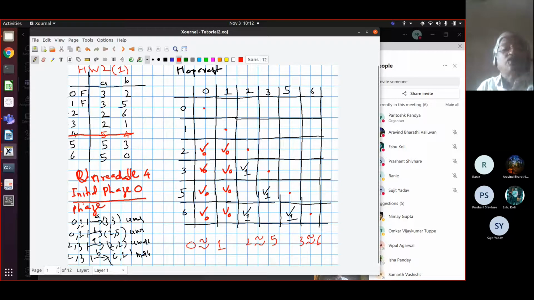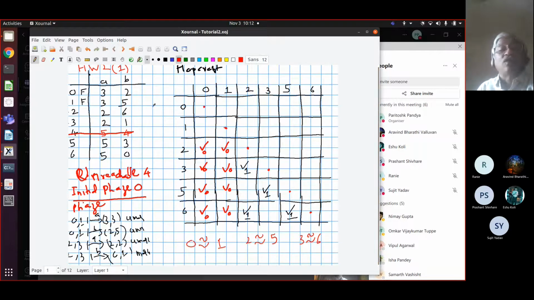So the rows for 0 and 1 can be combined into 1, 2 and 5 can be combined into 1, and 3 and 6 can be combined into 1. Okay? So as a result of this equivalence, I can draw a 3-state automaton.